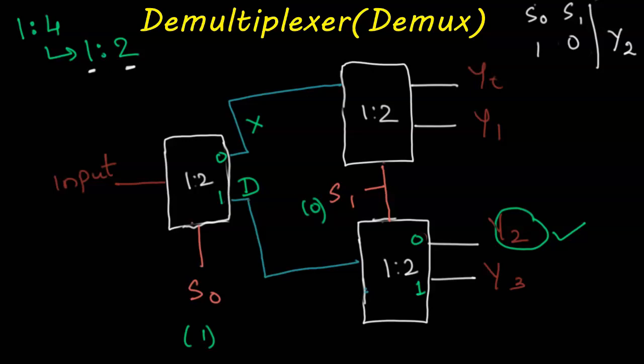We can check for another combination. Let's check for 1, 1. For 1, 1, the output should be present at Y3. Again, S0 is 1, so the output gets projected at this demultiplexer. Here we have my input D, and then my select line is 1. If my select line is 1, then my output gets projected at Y3. And there we have it. Just like we have constructed our 1:4 demultiplexer using a 1:2 demultiplexer, in a similar fashion we can construct a 1:8 or a 1:16 demultiplexer using a smaller demultiplexer as well.